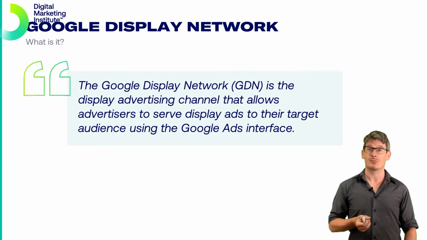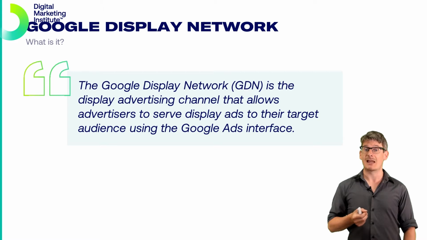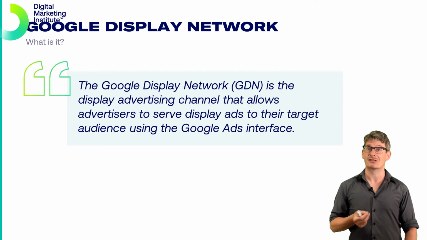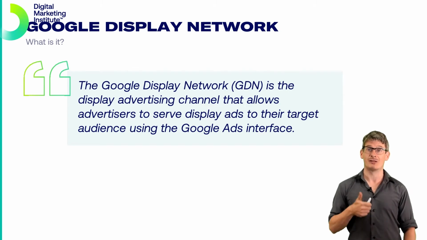So we begin with the Google Display Network, or GDN as it's known. The Google Display Network is a good starting point because it's a low-cost, mass-reach channel with great targeting options. The Google Display Network, or GDN, is a display advertising channel that allows advertisers to serve display ads to their target audiences using AdWords. So AdWords is Google's ad serving product where you do search and video and display. So this is the display functionality of AdWords itself.